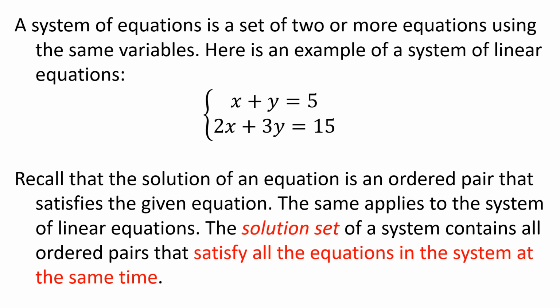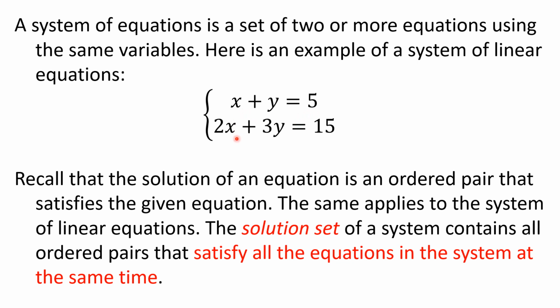A system of equations is a set of two or more equations using the same variables. So here is an example of a system of linear equations. So we have x plus y equals 5. So take note, in a linear equation, the degree of the highest exponent should be 1. So the exponent of x is 1, the exponent of y is 1. So therefore, our first equation is an example of a linear equation.